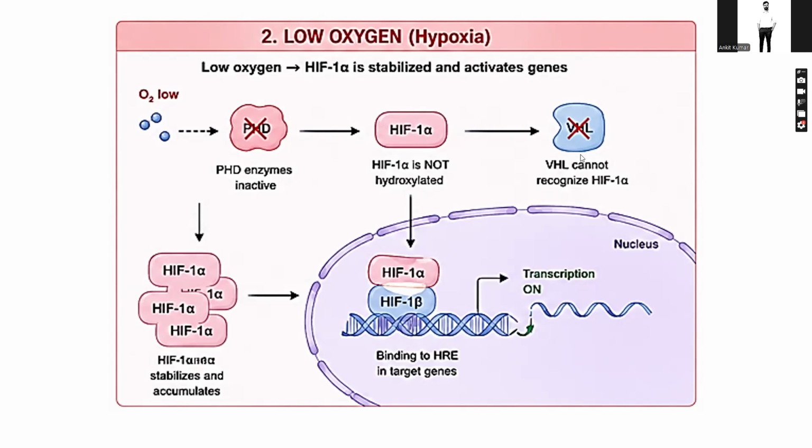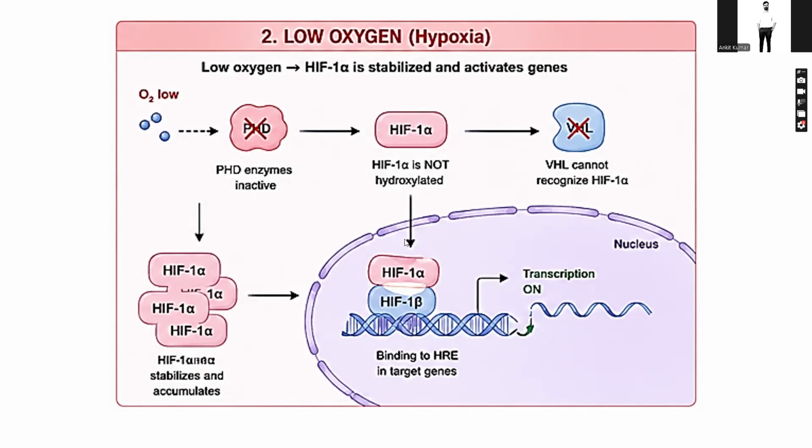Because for the VHL protein to recognize HIF-1 alpha, this HIF-1 alpha should get hydroxylated. Right. So if it is not getting hydroxylated, then obviously, as we have seen, it cannot perform the ubiquitination of HIF-1 alpha, and then the proteasome cannot recognize this HIF-1 alpha for degradation. So now HIF-1 alpha will be stable inside the cells. So instead of being destroyed, HIF-1 alpha begins to accumulate inside the cells, and it then moves into the nucleus.